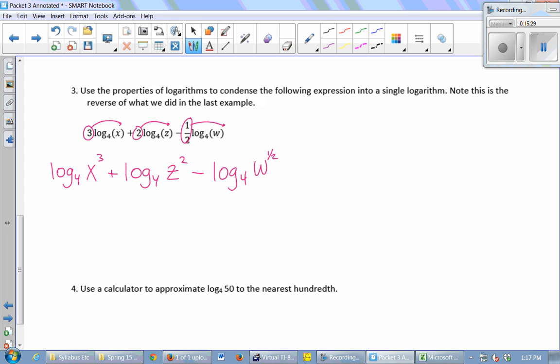All right, let's just look at the first two terms. That is the sum of two logarithms with the same base, right? Can I squish them together into a single logarithm? Yeah, how? Multiplication. It's the multiplication rule in reverse, right? So if I finished with two logarithms added together, I must have started with log base 4 of x cubed z squared. And then I still have minus log base 4. Instead of w to the 1/2, I'm going to write square root w. It's the same thing.